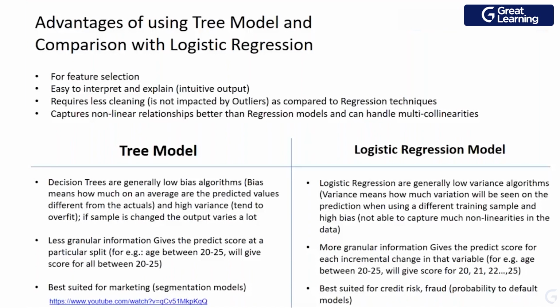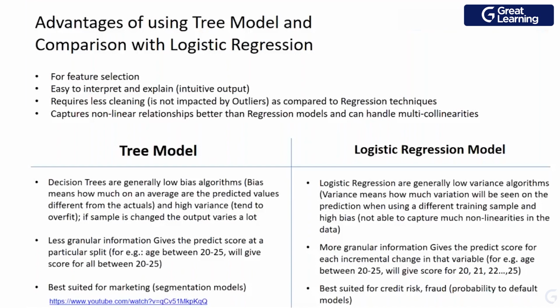What this means is that, in an ideal scenario, you will want your model to be low in bias and low in variance. But it's very difficult to have low bias and low variance at the same time, because if you have low bias, there is a tendency that there will be a higher variance, and vice versa.